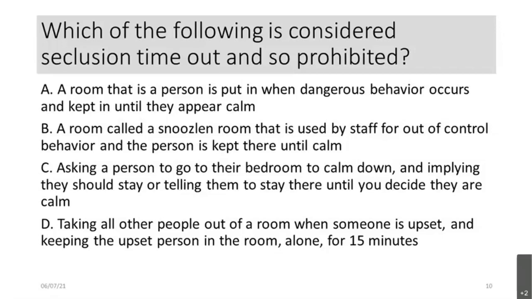Same thing with D. If you don't physically relocate a person to a room, but you essentially create the seclusion room around them by making everybody else leave and preventing that person from leaving and making them stay in there for 15 minutes by themselves, that is also seclusion timeout. Even though you haven't taken them anywhere, you've effectively made the seclusion room around them.